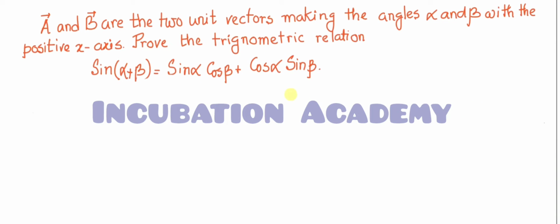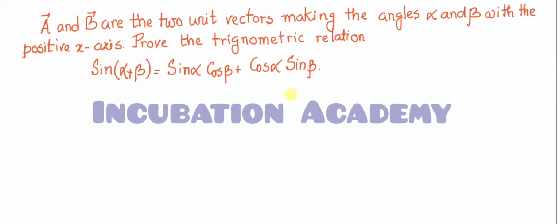Welcome everyone. A and B are the two unit vectors making an angle alpha and beta with the positive x-axis. Then prove the trigonometric relation sin(alpha minus beta) equals sin alpha cos beta minus cos alpha sin beta. So this is the relation that we have to prove.